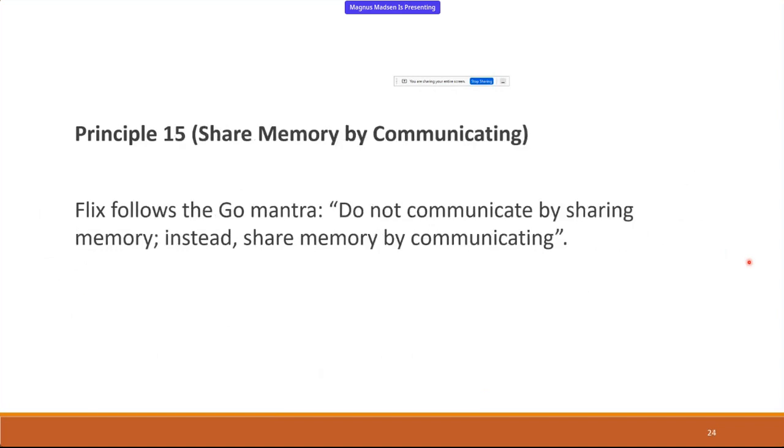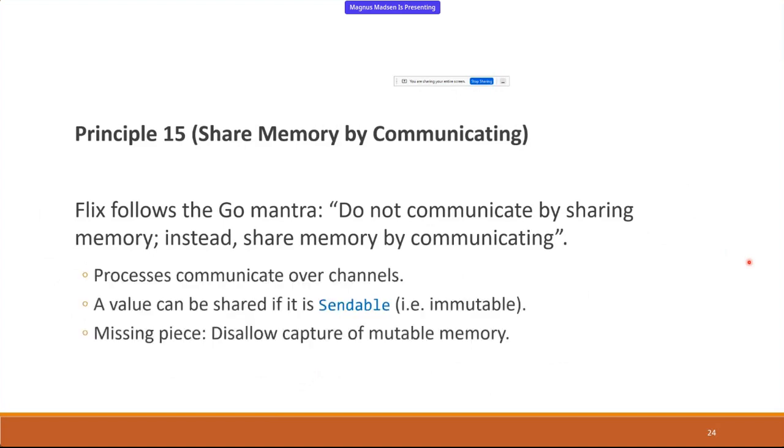Another principle we have comes from Go. In Go, it's not called a principle, it's called a mantra, which is: do not communicate by sharing memory, instead share memory by communicating. And the way this comes to fruition in Flix is that processes should always communicate over channels. In particular, if you want to share something over a channel, it has to be sendable. And so today that means it has to be immutable. So we're not quite there yet.